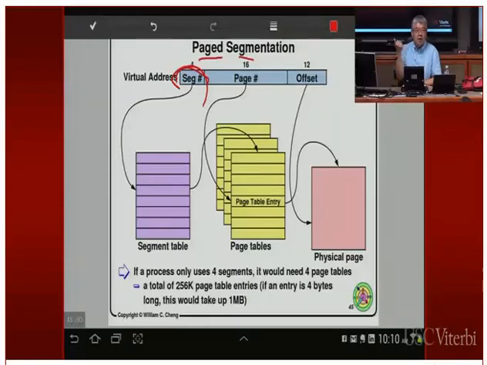So you have code, data, BSS, maybe the heap, maybe the stack. And then for every memory-mapped file, you need a separate segment, which means that you can only have something like 11 memory-mapped files. So this is really not very flexible. So this is really not used. Okay, we're going to see what Intel uses.